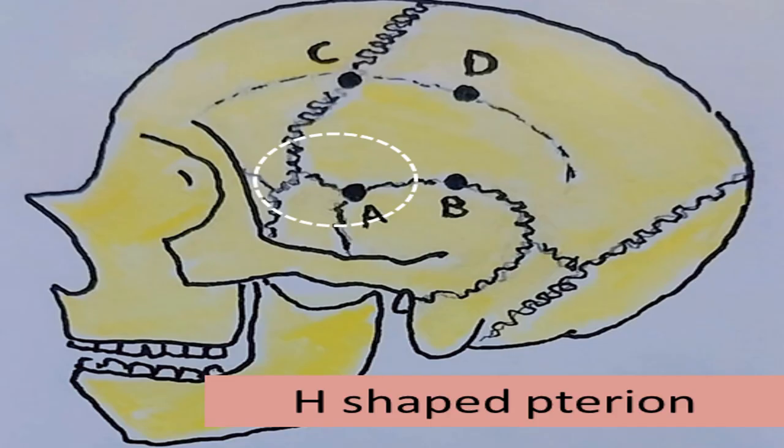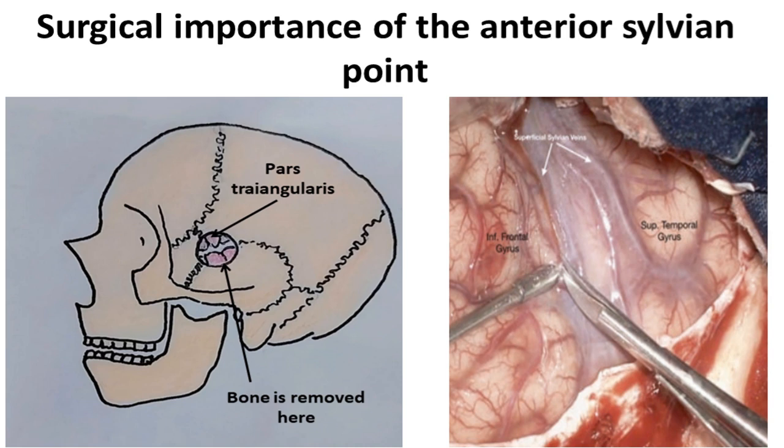This point corresponds to the tip of the pars triangularis of the inferior frontal gyrus, and this relation is nearly constant in all human beings. This point does not have only a topographic importance, but also a surgical importance. At this point, the sylvian fissure becomes deeper and wider. This is because of the inward retraction of the tip of the pars triangularis. So it is the safest point to start opening the sylvian fissure in case we choose to open it from lateral to medial.